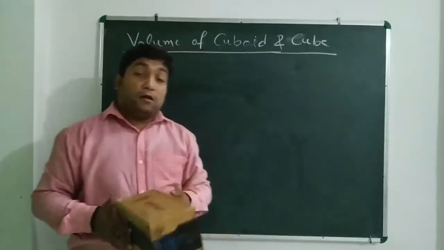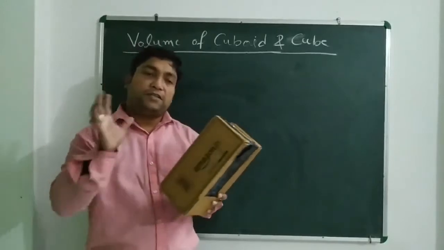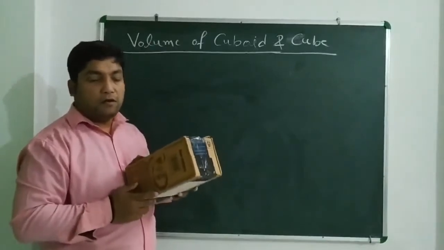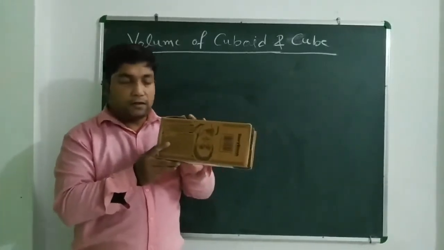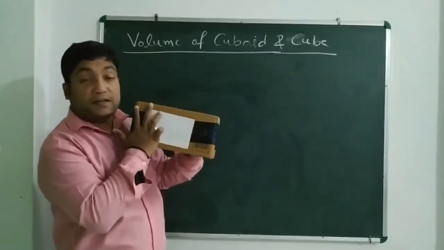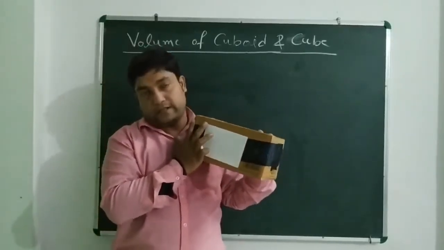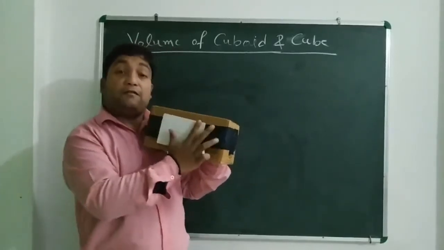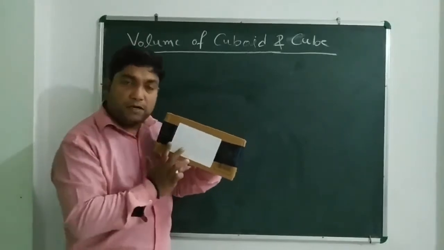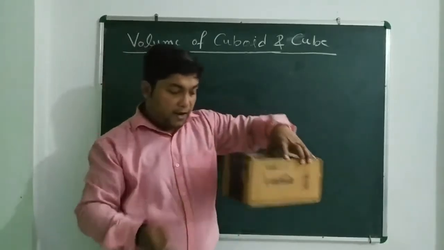If we want to find the volume of a regular shape, then we just multiply the area of the base into the height. For example, this is the cuboid. What is the base? You have seen it is a rectangle. And what is the area of the rectangle? Length into breadth, as we know from earlier. So if we want to find the volume of this cuboid, just multiply the area of the base into the height. It means length, breadth and height.